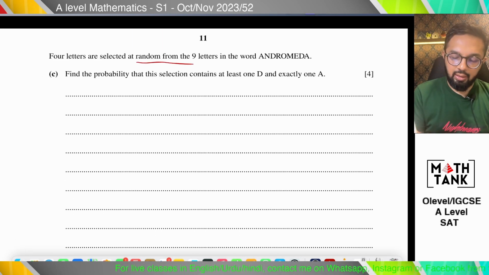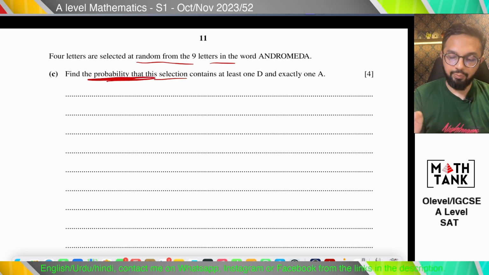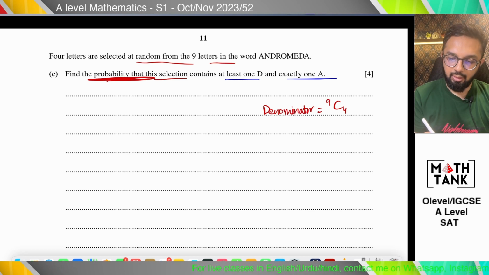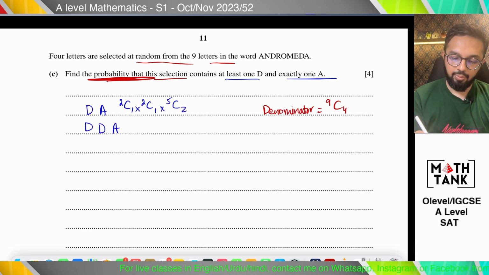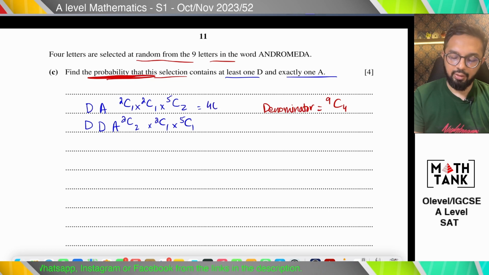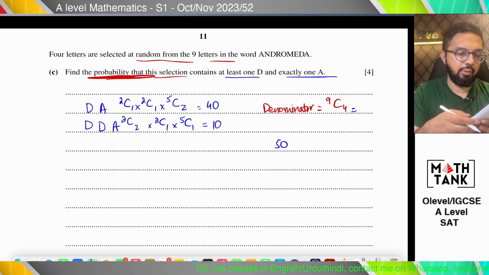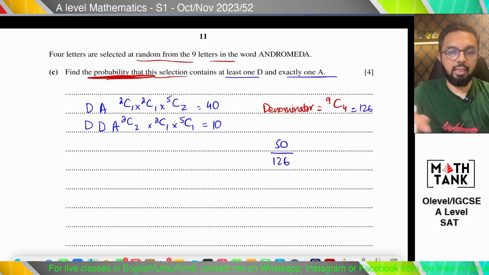Okay. 4 letters of the word Andromeda from the 9 letters are selected. Find the probability. Now you have to do double counting. Remember that you first fix the denominator. So denominator is 9C4. Okay, at least 1D and exactly 1A. So I could get D, A, and 2 others. I could get 2Ds, 1A, and 1 other. So I'm going to first select the D's, 2C1, I'm going to select the A's, and then from the remaining letters, 5C2. Then 2C2, 2C1, and then 5C1. Let's see what we get. I get 40 from here, and I get 10 from here. So that gives me 50. 9C4 gives me what? 126. So I get 50 divided by 126. I hope that's the correct answer.